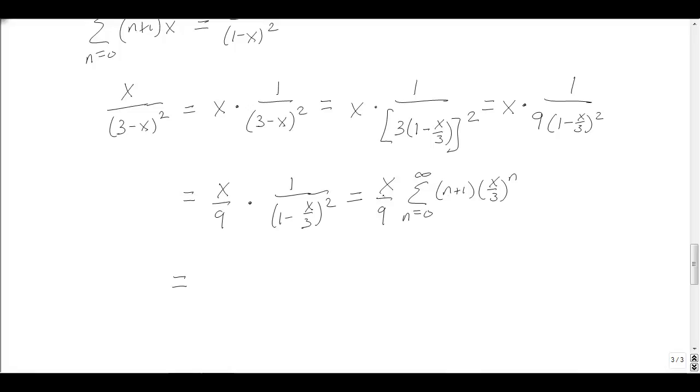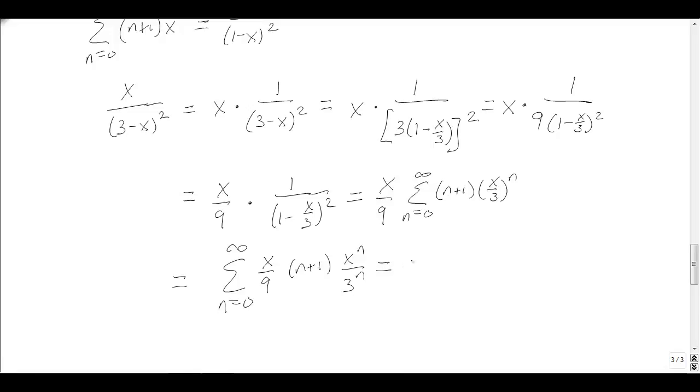So what I'm going to do is I'm going to bring the x over 9 inside here. Actually, before I do that, I'm going to take the x over 3 to the n divided by 3. So let's actually do both of those. So we have n equals 0 to infinity. I can bring in the x over 9. I have an n plus 1. And then x over 3 to the n is x to the n divided by 3 to the n.